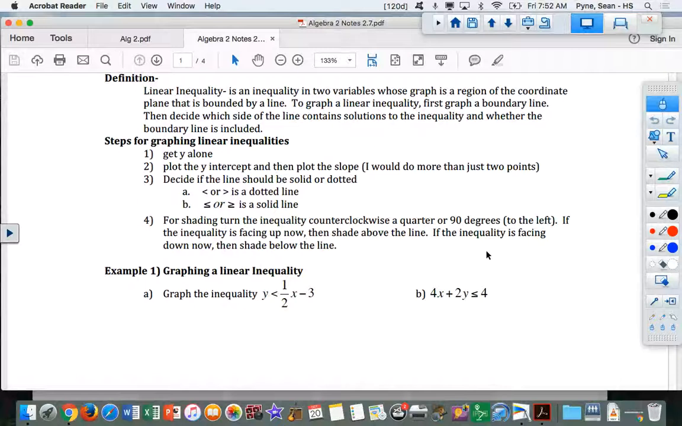If the inequality is facing up, you shade above the line. The way I like to reference above the line is if I could stand on it. If it's facing down, you shade below the line, which means if you tried standing, you'd fall to your death.